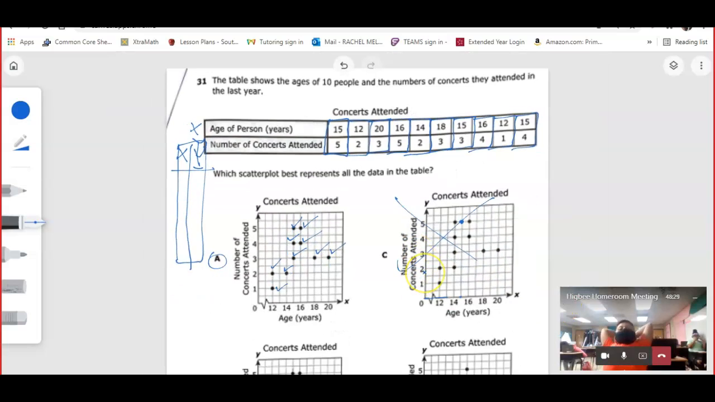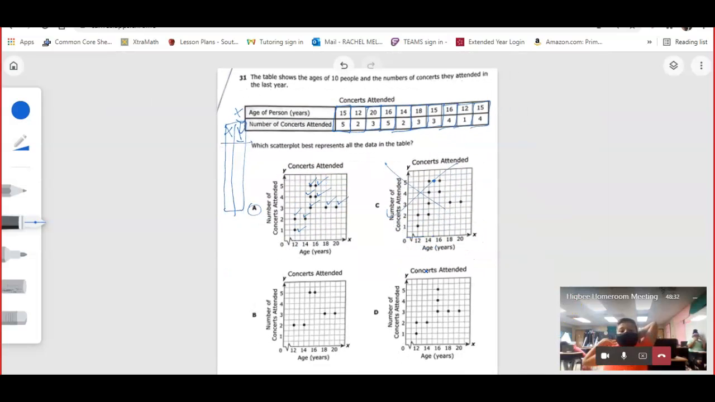Okay, and I wish I could zoom in a different way, but I can't. So looking at B, there is a 15, 5. There is a 12, 2. There is a 20, 3. There is a 16, 5 and a 14, 2 and an 18, 3, but then it just fizzles out. It doesn't have the last 4 of those columns. So yes, all the dots that are there are correct, but it's missing information. So that's not correct.